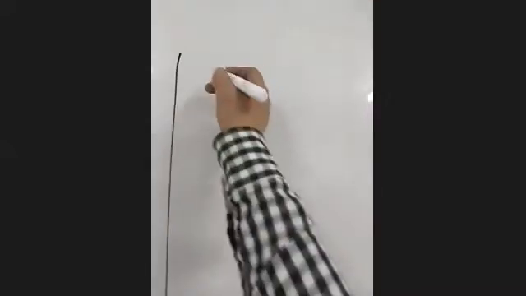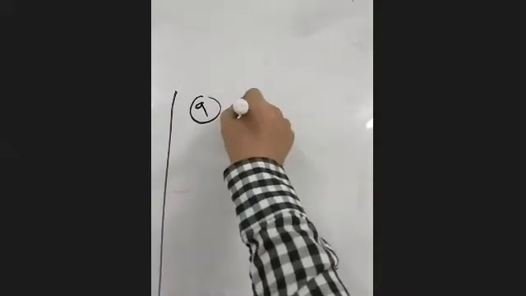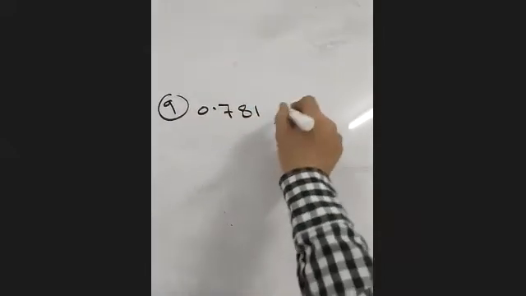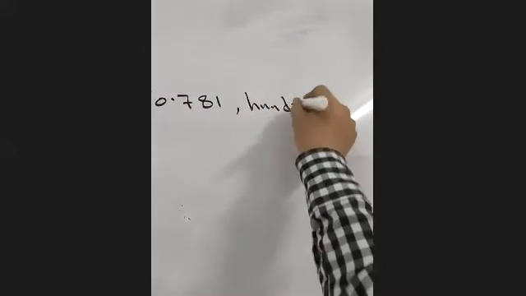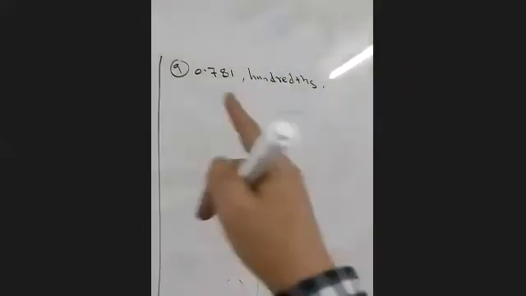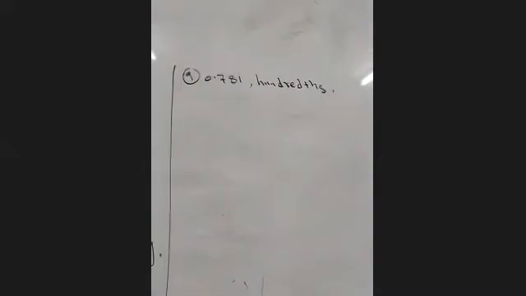Round each decimal to the place indicated. Question 9. We want to round. Remember the rounding? Question 9, we have 0.781 to the hundredths. We want to round. Who can help me here? Who can round this decimal to hundredths?